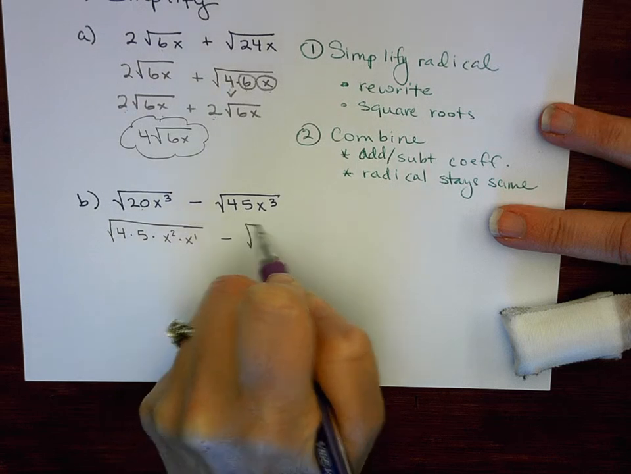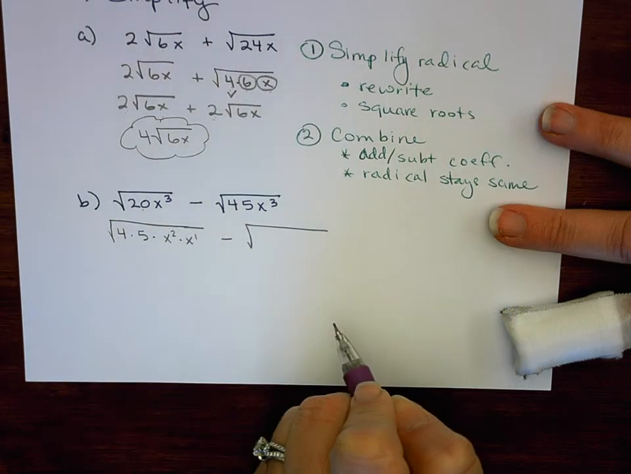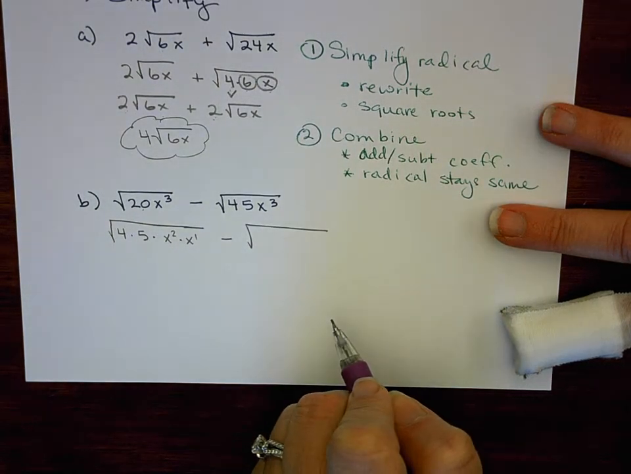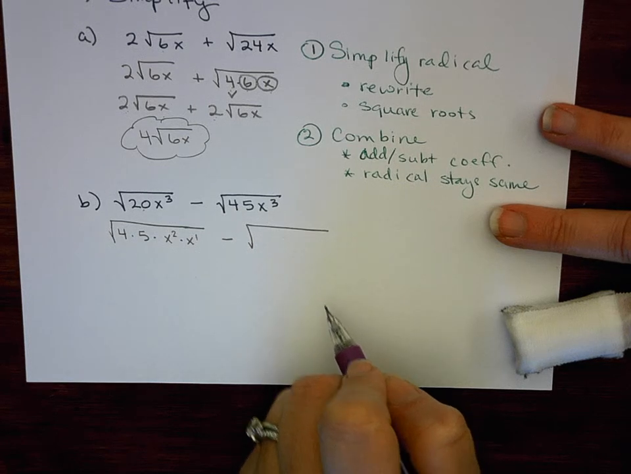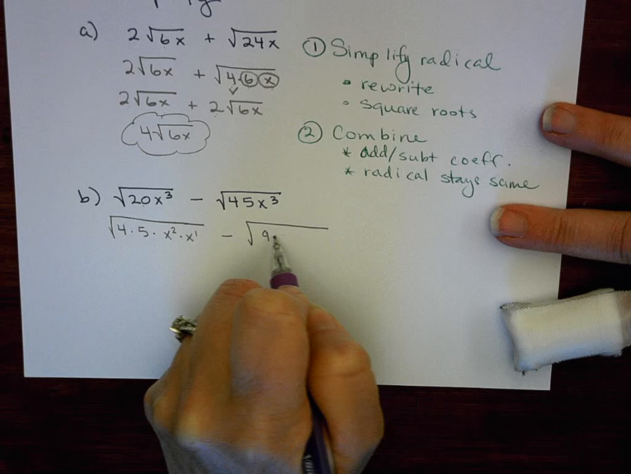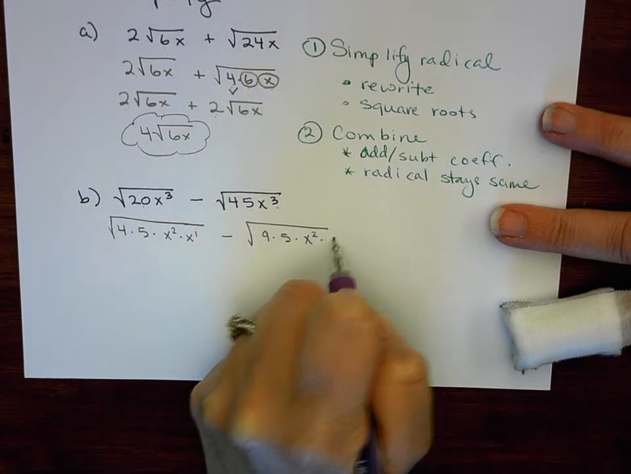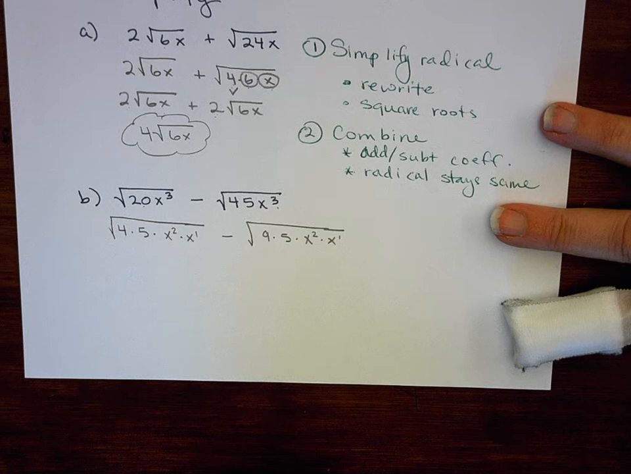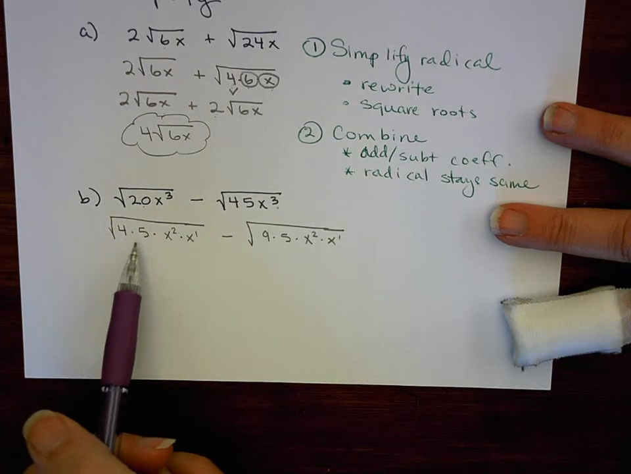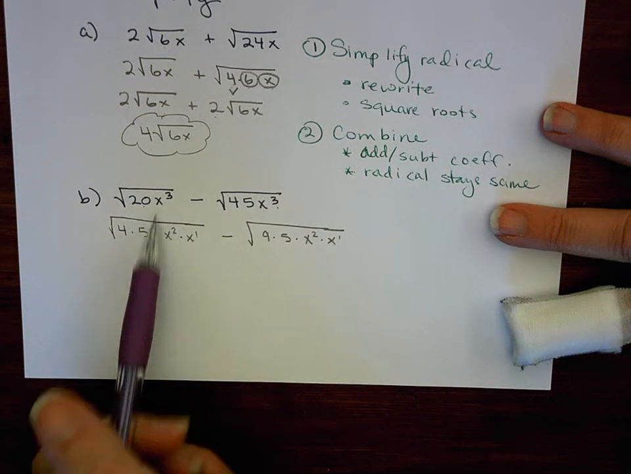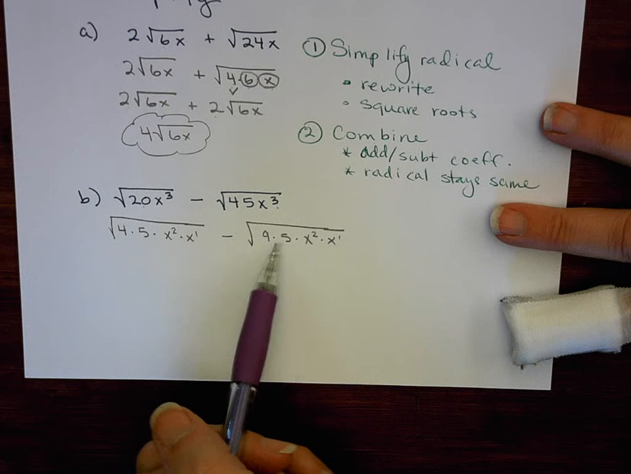And then move on to the next one. So for 45, I can use 9 times 5, 15 times 3. And I know the root of 9, so I'm going to use that. So 9 times 5. This is an odd power, so I'm going to split off one of the x's. And so that's what I have, right? So I've got 4 times 5, x cubed, split that up, 45, split it up, x cubed, split it up.